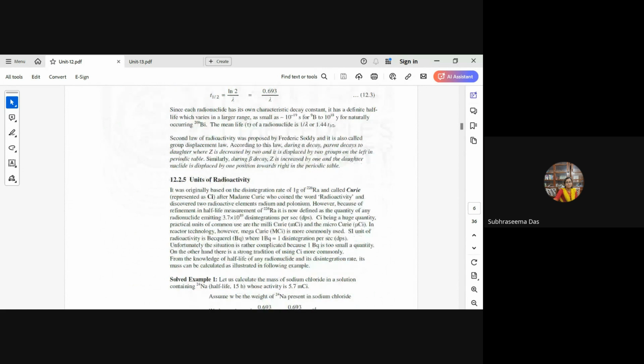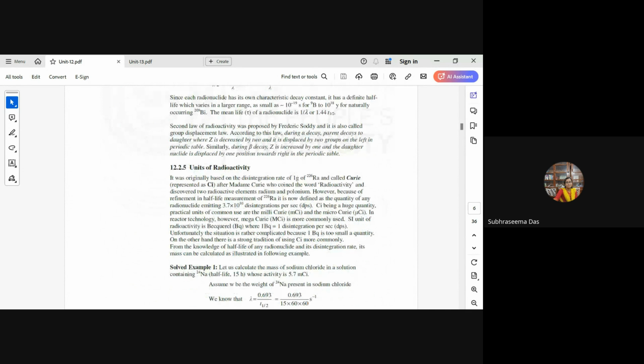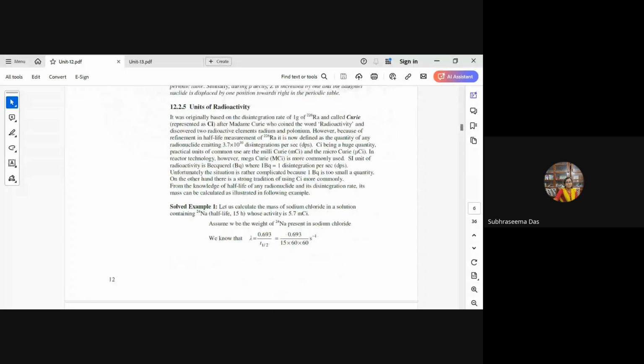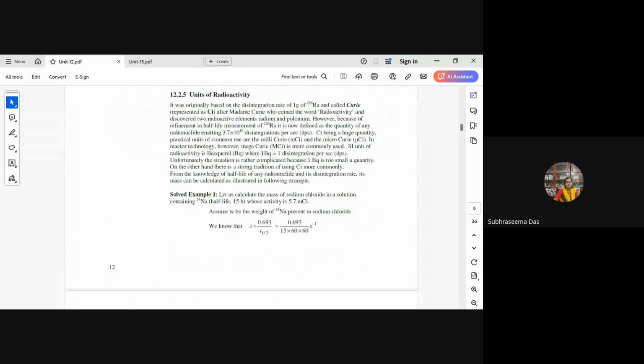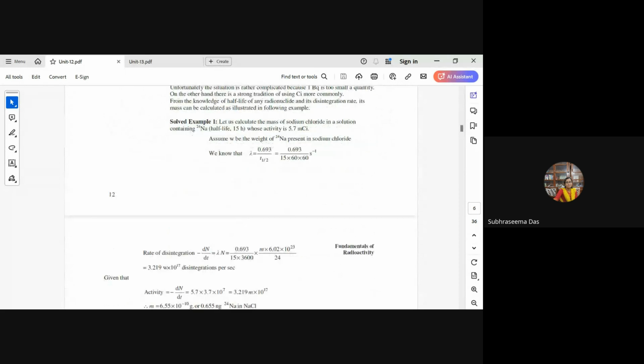Then coming to units of radioactivity, the most common unit that we use to describe the radioactivity of a material is the Curie, given as Ci. There are other units like DPS, disintegrations per second, or becquerel. However, we mostly concern ourselves with the unit Curie, represented as Ci or mCi, which implies millicurie.